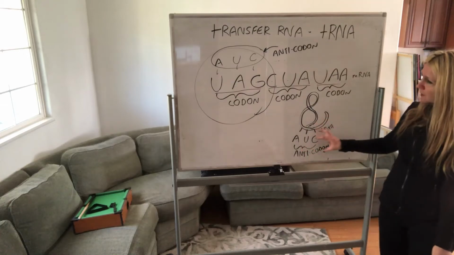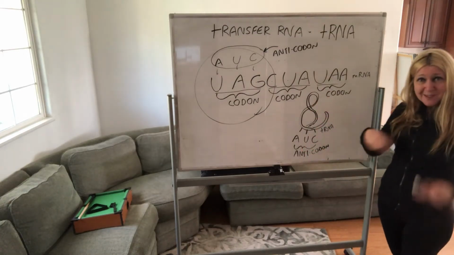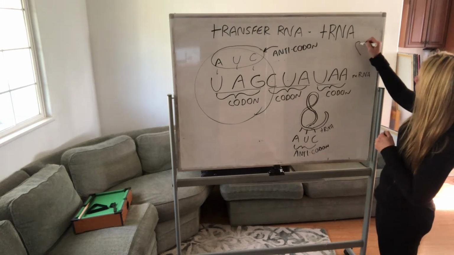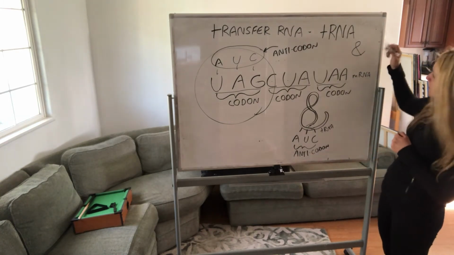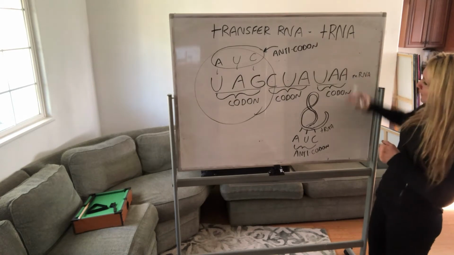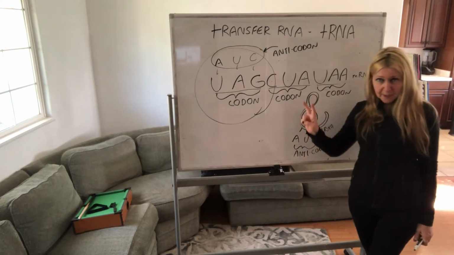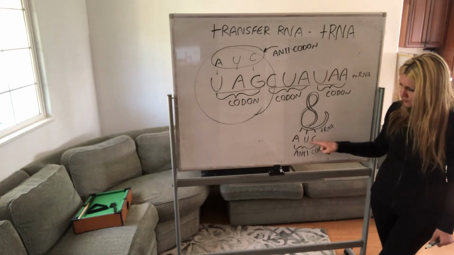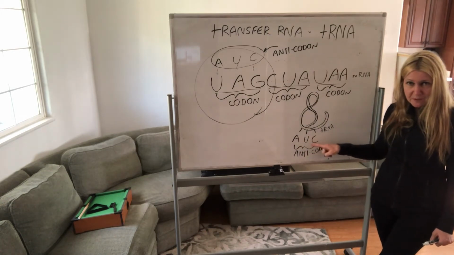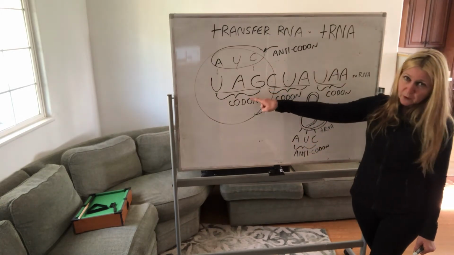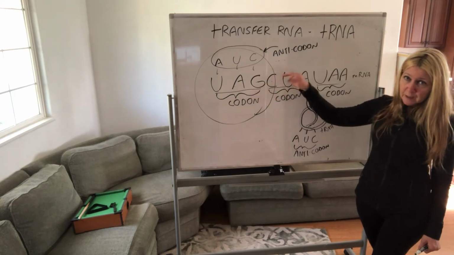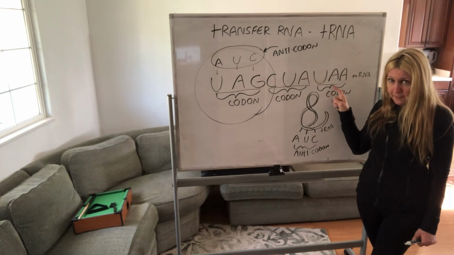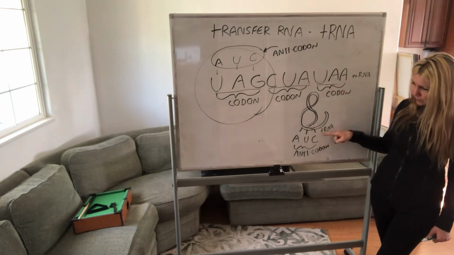Okay, so the next thing, here we have the transfer RNA. It looks kind of like a snake or an ampersand, like the symbol for plus. Transfer RNA has two things on it. It has an anti-codon, which is this. Remember, these are the three bases that are complementary to the codon. The codon is in the messenger RNA. The anti-codon is in the transfer RNA.